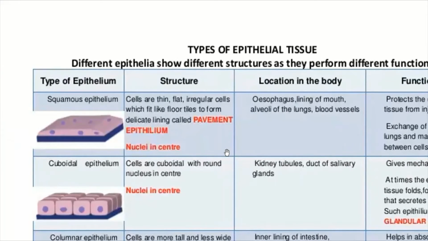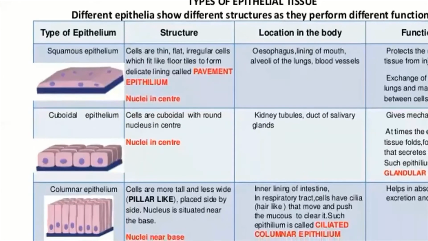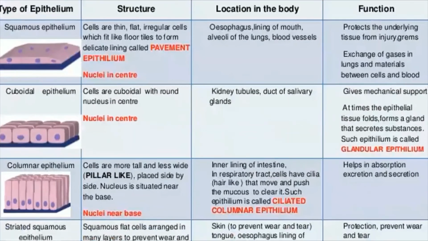Now, cuboidal epithelial, they are in the form of cube. They have a round nucleus in their center. They are found in your kidney tubules, duct of salivary glands, and the function of them is they give mechanical support to the body. At times, epithelial tissue folds forms a gland that secretes substances, and those epithelium which secrete substances, they are called the glandular epithelium tissue.